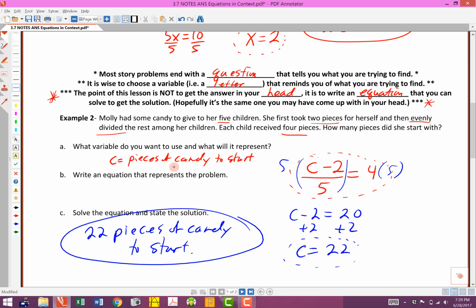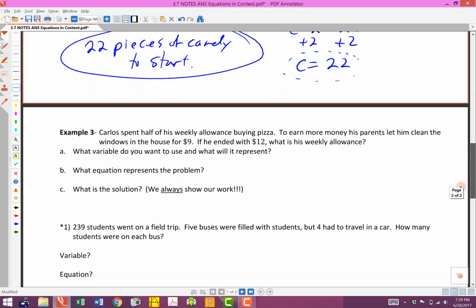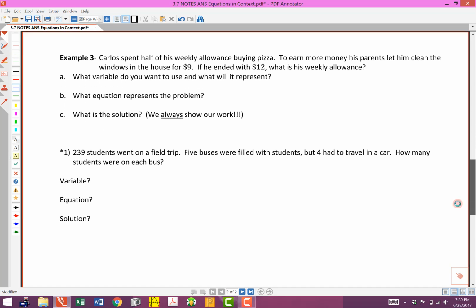So we've declared a variable, written an equation, solved the equation, and then written the solution in the context of the problem. So we know that 22 pieces of candy is how many she started with. Okay, let's take a look at example number 3, and then we'll do some problems from the assignment.